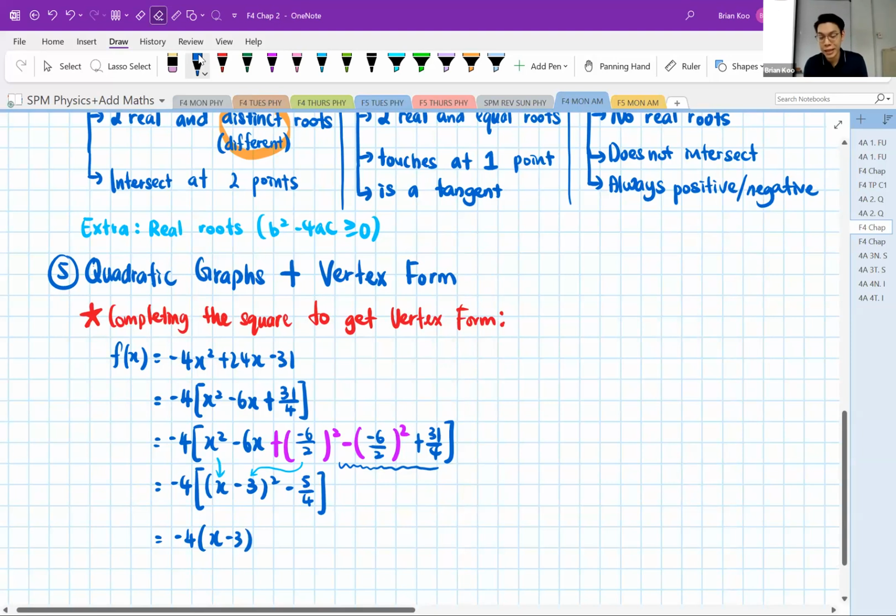Lastly, you times in -4. So don't forget to times to inside here. That's a very common mistake. We always forget to times. Some people forget to times to the inside. So you do -5/4 times -4.